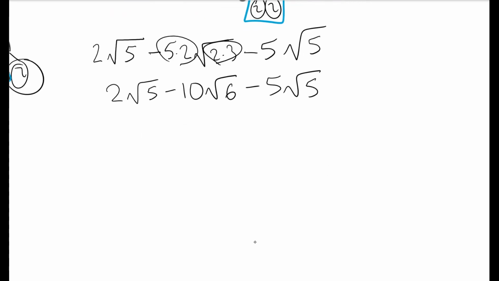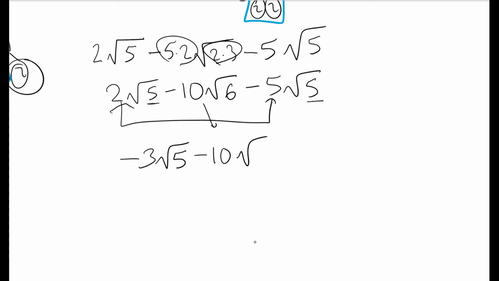So we have these two radicals are the same because they have the same radicands. So we got 2 square roots of 5 minus 5 square roots of 5. So 2 minus 5 is negative 3. So we can combine these two and we get negative 3 radicals of 5 and then bring this down, minus 10 radicals of 6.